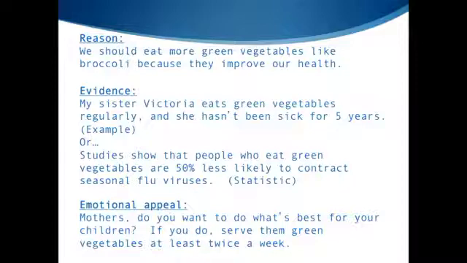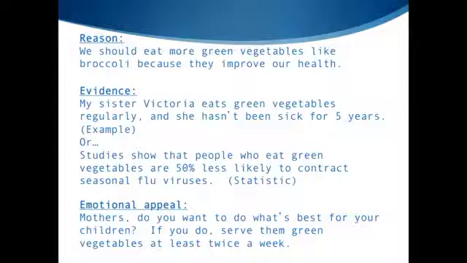Why do you eat more vegetables? Because they improve your health. So what kind of evidence would you be able to present to support that claim? Well, fortunately, if you're arguing that broccoli is good for you, you have plenty of evidence out there. So the examples I've chosen are one statistic and one personal example. So you could say, my sister Victoria eats green vegetables regularly and she hasn't been sick for 5 years. Incidentally, this is kind of a hasty conclusion, because this is just one person and it's being used to make such a broad claim. But this would be a nice example of an example.